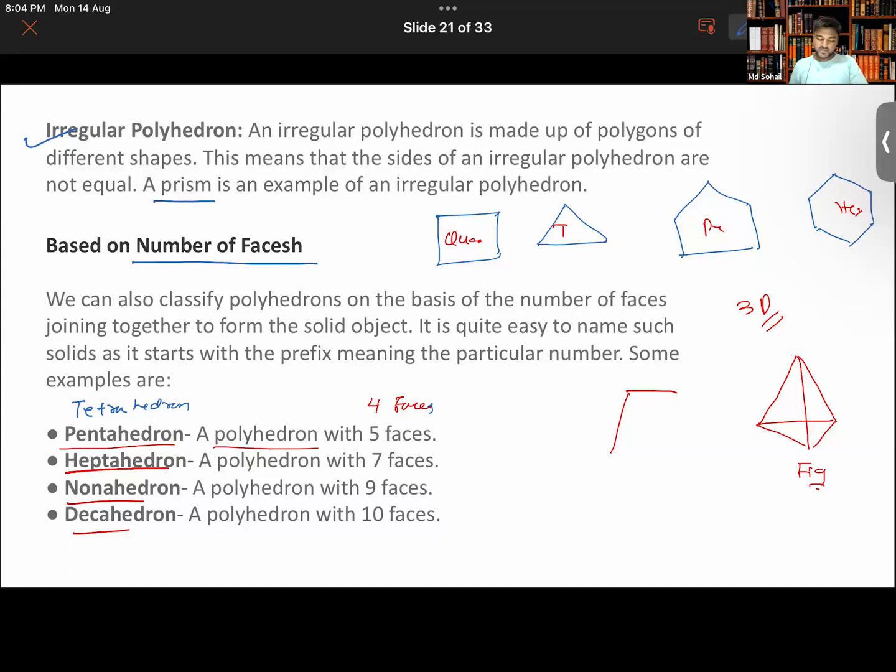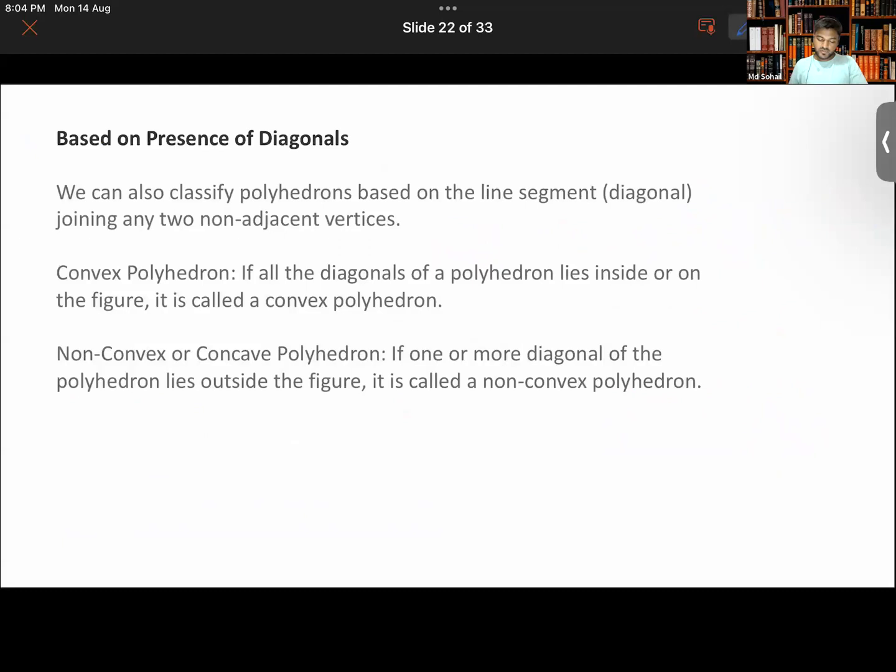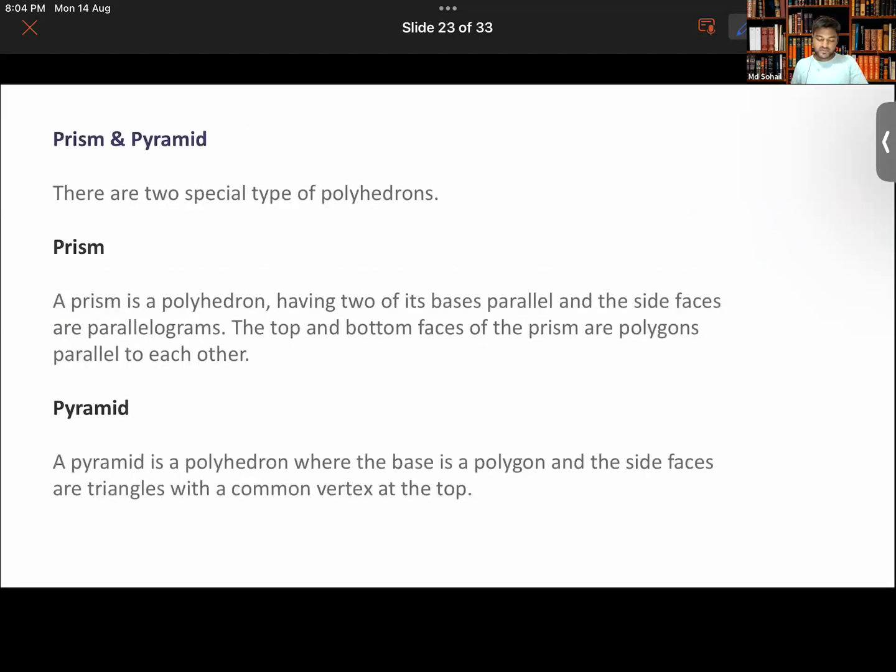Okay, now let's move ahead. Based on presence of diagonal, we have already discussed this one. They will be convex polyhedron and non-convex, also called concave polyhedron. Let's skip this one, we have discussed it already. Now, let's talk about some special types of polyhedrons.